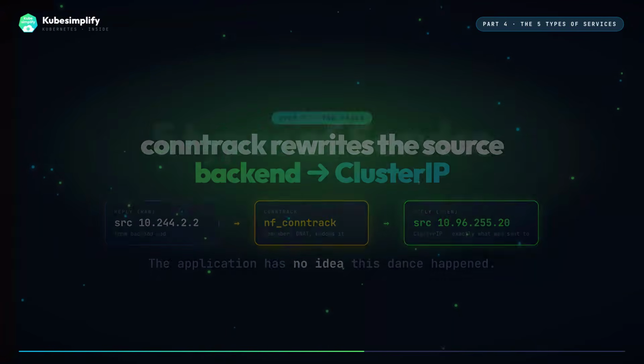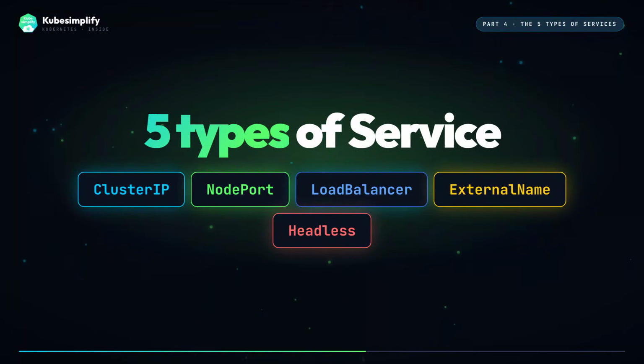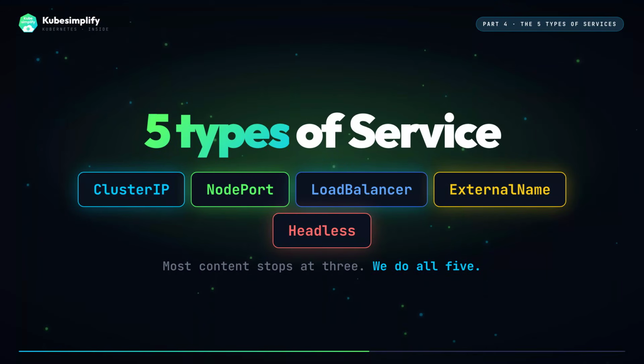So we have walked through the most common type of service, cluster IP. But there are 5 service types in Kubernetes and each one solves a different problem. Most content stops at 3. We are going to cover all 5 with real use cases for each.